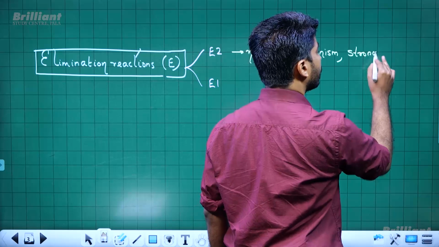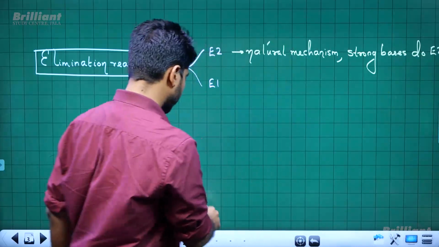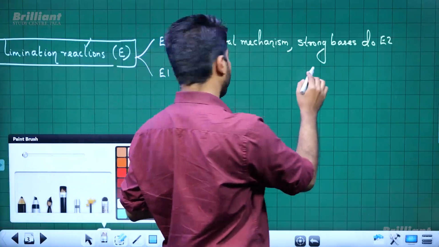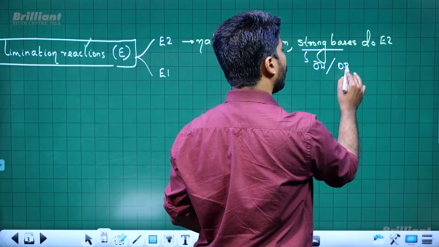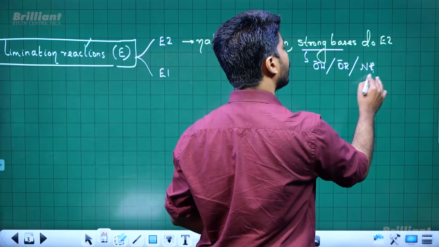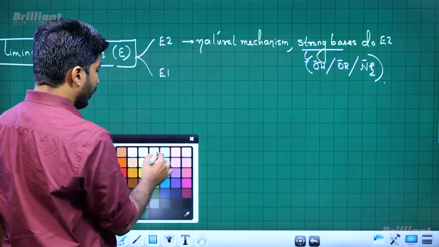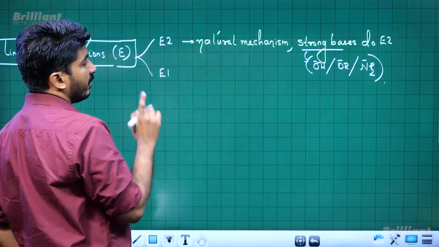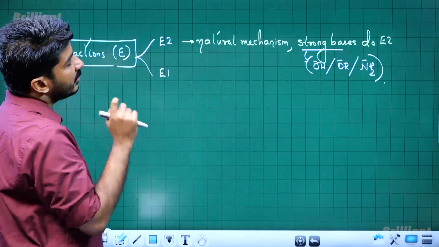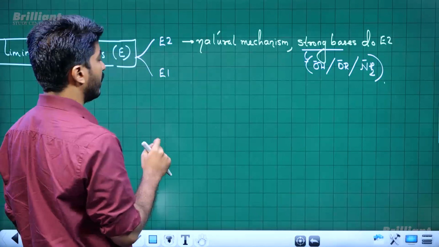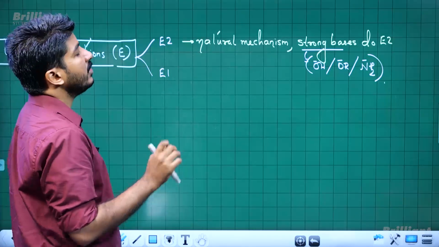Strong bases do the E2 reaction. By strong bases we mean OH minus, alkoxide ions, or amide NH2 minus. These are the general strong bases, and E2 is therefore the natural mechanism. It occurs in a single step. Sterics is not a factor controlling E2 in general. Steric factors have only a minor impact on the E2 reaction, or in general on elimination reactions, which we will see.